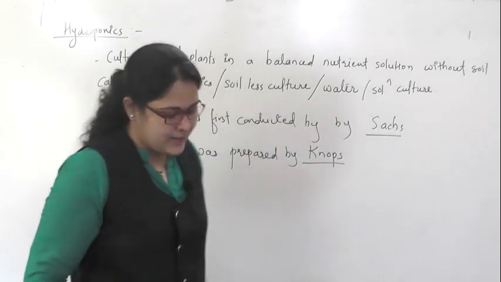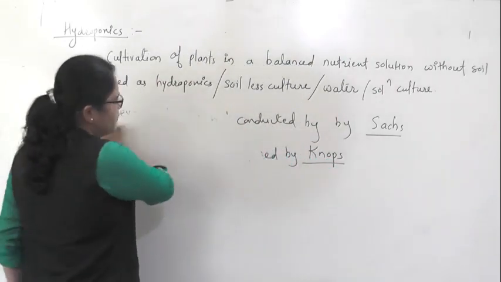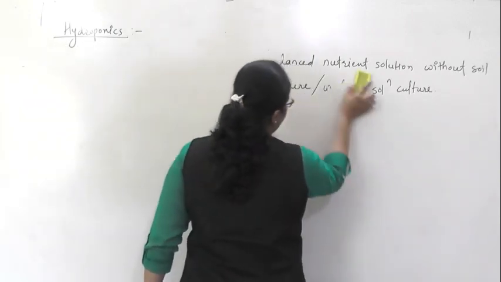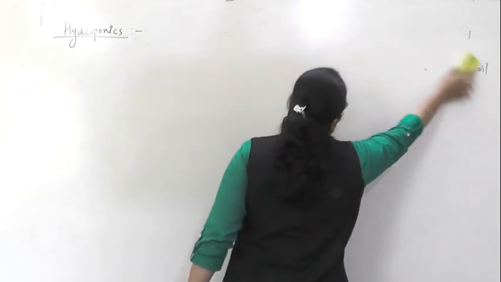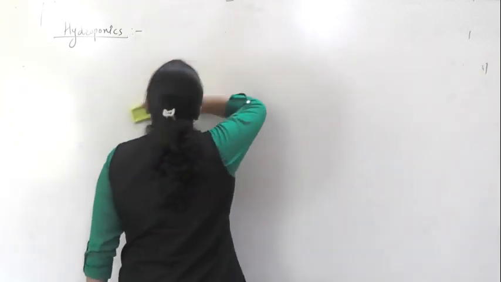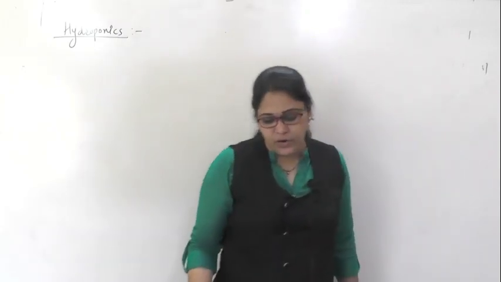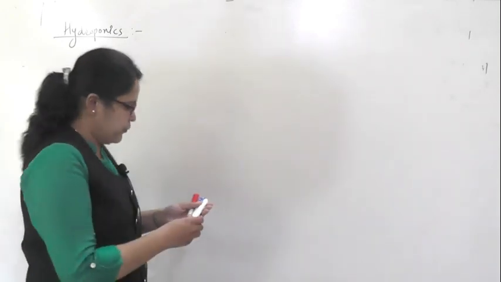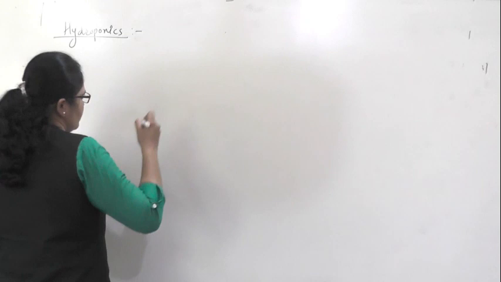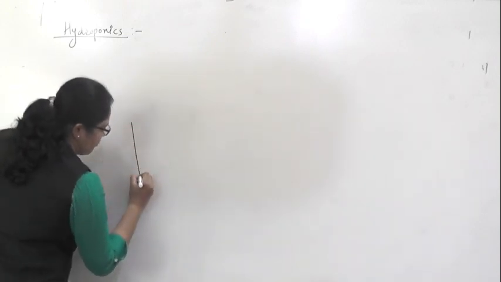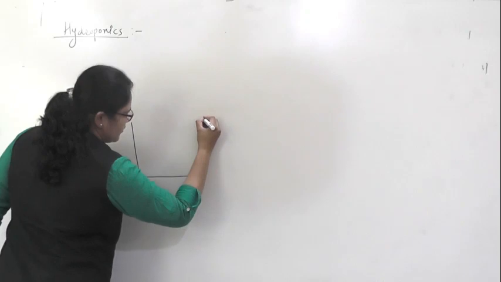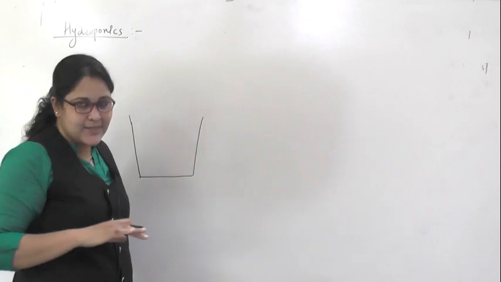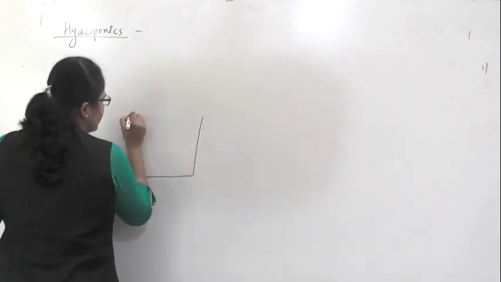Let's see the experimental setup of hydroponics. First try to understand, in this we are not going to use soil for the plant. Instead, we are going to use a solution which consists of a definite concentration of nutrient media. So let's see what we do. We take a pot, the normal pot which we use. Now this pot is sealed.